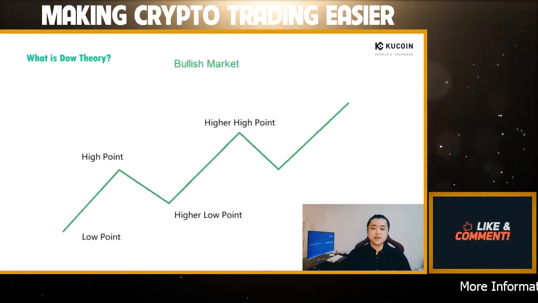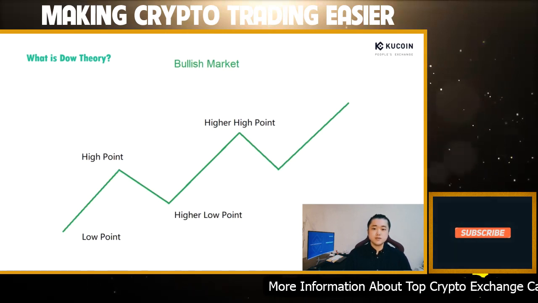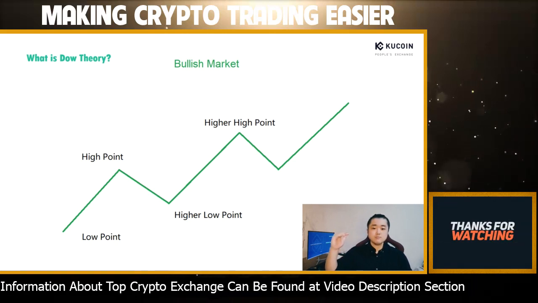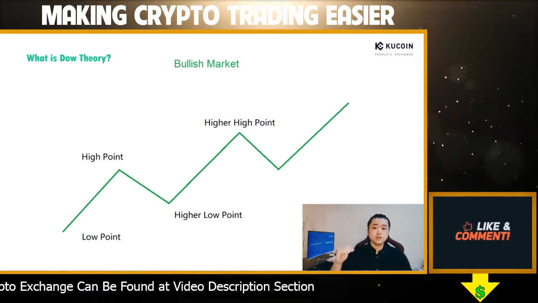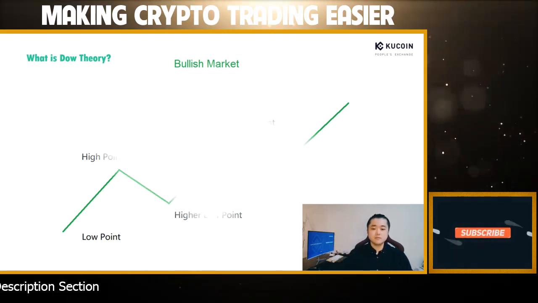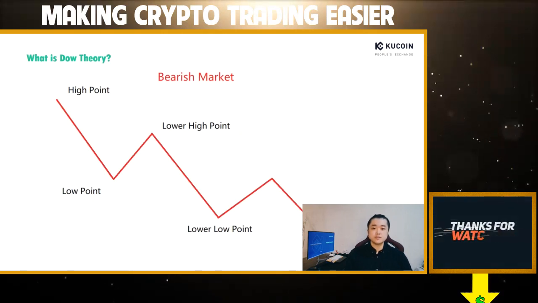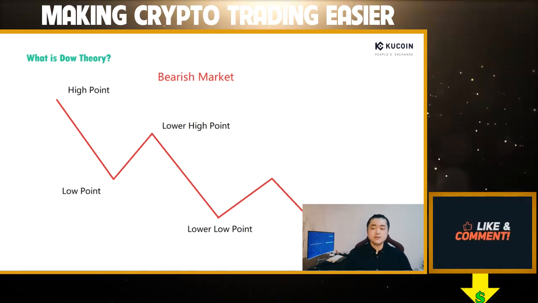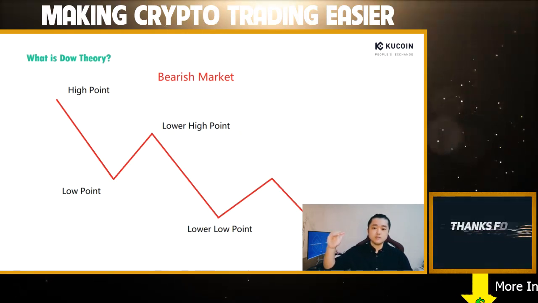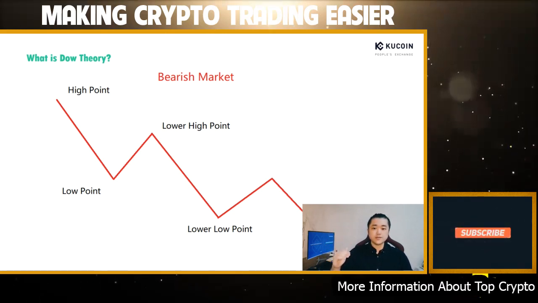From this page, you can clearly see that if the market is bullish or in an uptrend, price moves like this. It moves from a low point to a high point, then drops to a higher low point, and in the end, it moves to a higher high point. From this page, you can see that if the market is bearish or in a downtrend, the price moves like this. It drops from a high point to a low point, then ascends to a lower high point, and in the end, it drops to a lower low point.